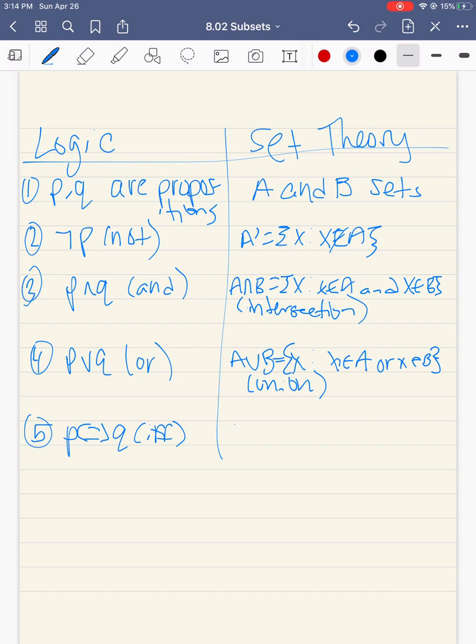And this would be equality between sets. So A equals B. So this is X is in A if and only if X is in B. So essentially saying all of the elements in A are all of the elements in B. There's nothing that's in A that's not in B, and there's nothing in B that's not in A. So this is the idea of set equality.